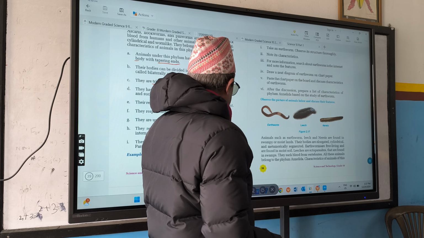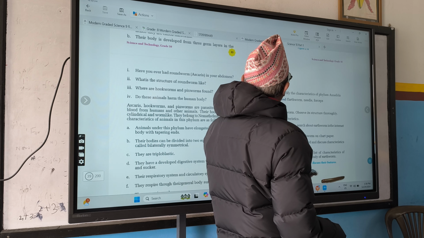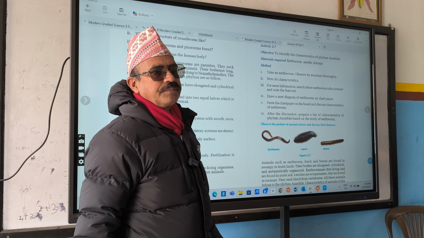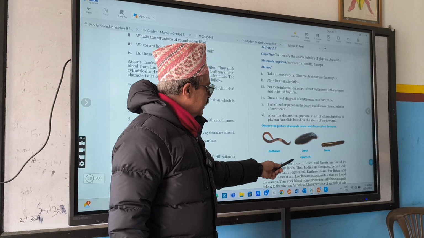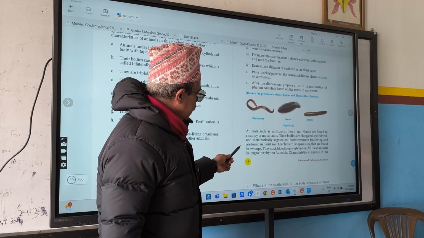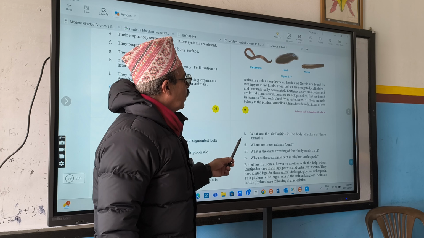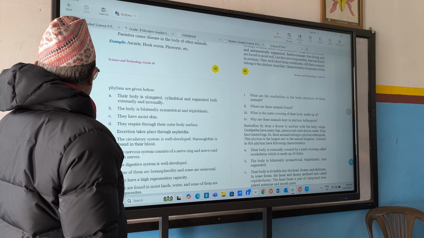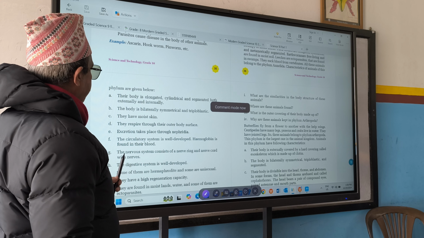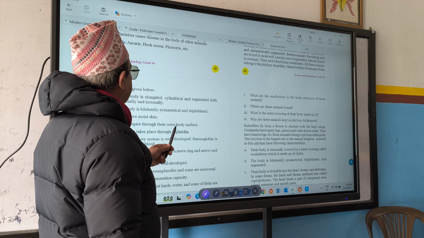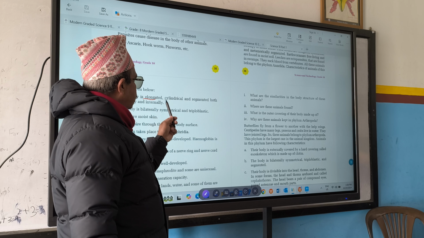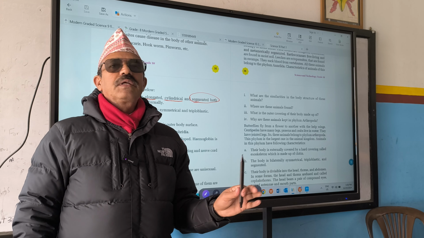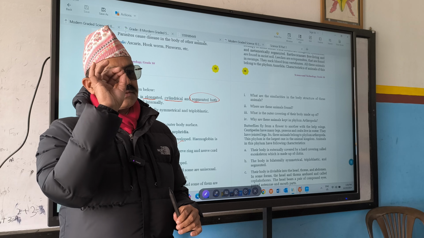Now what is the next group? Next group is Annelida. Which animals belong to Annelida? Earthworm, leech, nereis, etc. Sandworm also, right? What are the major characteristics of Annelida? Their body is segmented, elongated, cylindrical, and segmented. If you write segmented body, you will get 1 mark. That is the major category.